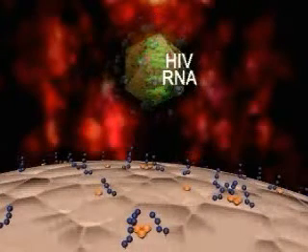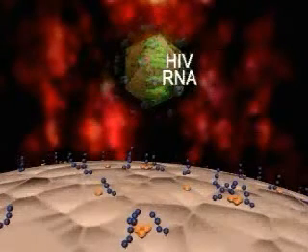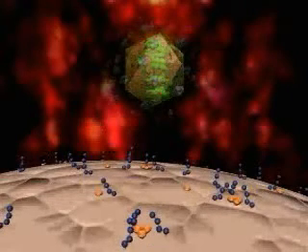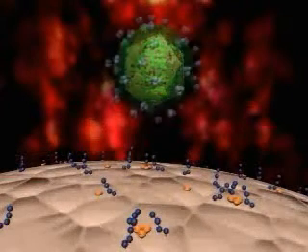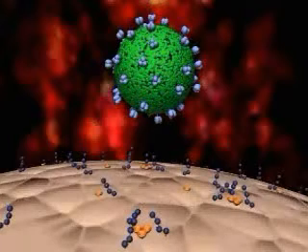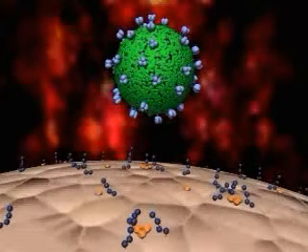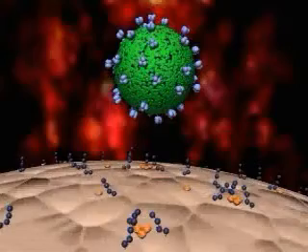HIV is composed of a viral core containing two identical strands of RNA associated with the enzyme reverse transcriptase and other core proteins. Surrounding the core is a viral membrane containing multiple viral glycoprotein complexes, often called spikes.